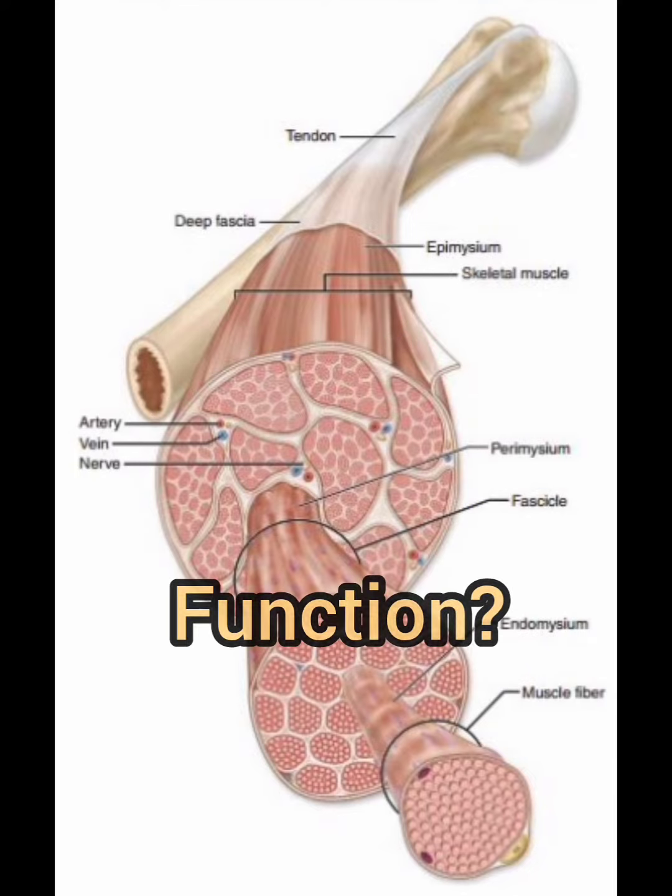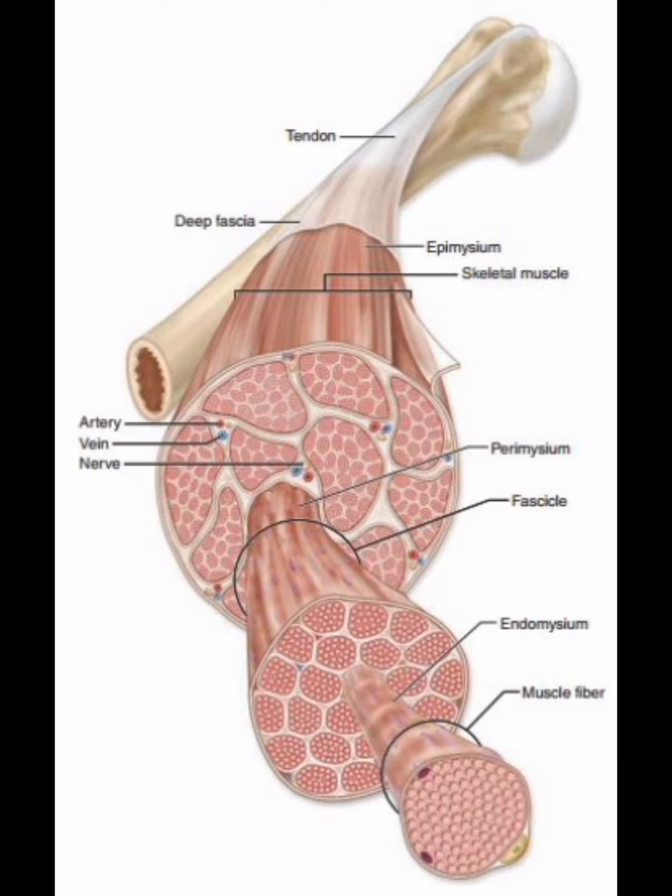What is the function of these connective tissue layers? Epimysium is pierced by neurovascular structures which supply the muscle. Perimysium and endomysium allow these branches of neurovascular structures to pass and reach the muscle fibers. These layers also help in transmitting the force of contraction from endo to perimysium, peri to epimysium, finally to the tendon and to the bone for the movement.